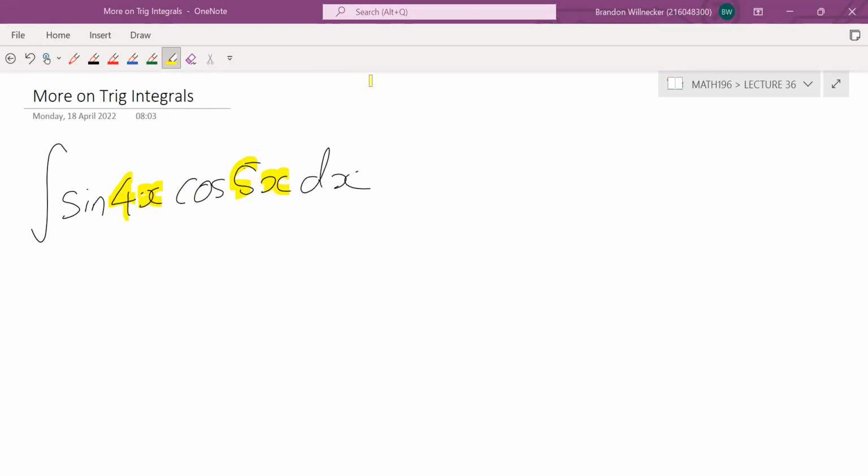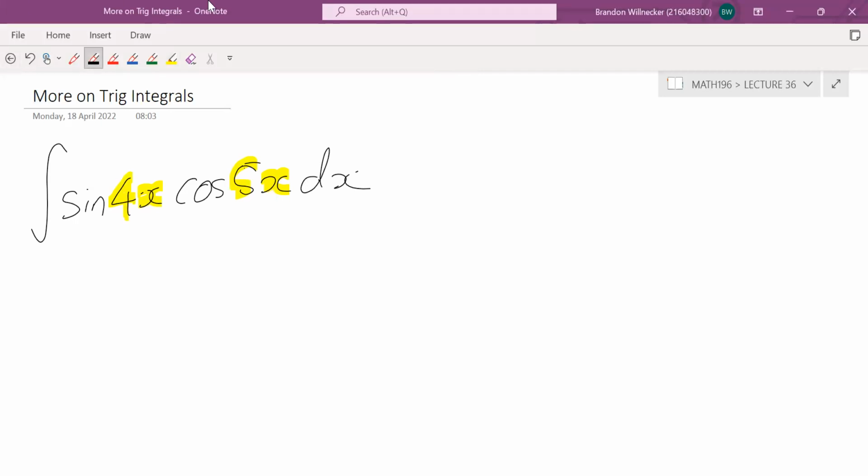Okay, we can't do integration by parts because both functions are trig functions. So there's no way to make one of them simpler by either differentiating or integrating. And we can't use the trig integral identities that we've been looking at because of these arguments here of the 4x and the 5x. There's no way to write cos 5x in terms of sine x or sine 4x. So we can't do any substitutions like that. So we're going to have to do something different.